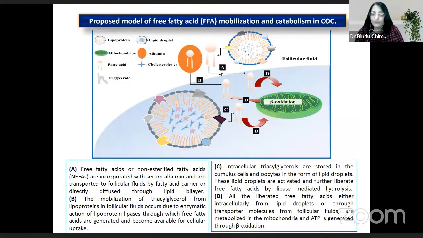So before we move further, what we also need to know is why the cumulus oocyte complex, the COC complex, is important. We should understand how it acts to understand why it affects the morphology. As you can see, there is a complete mobilization of fatty acids and catabolism in the COC complex, and all these biochemical reactions and pathways help in the maturation of the oocyte. The morphology that you see under conventional insemination is also extremely important because it is going to manifest itself in terms of the maturation stage.